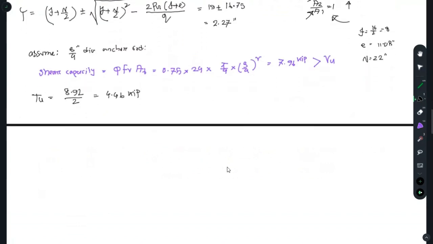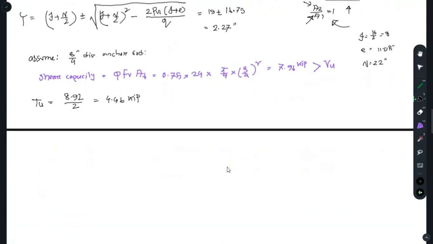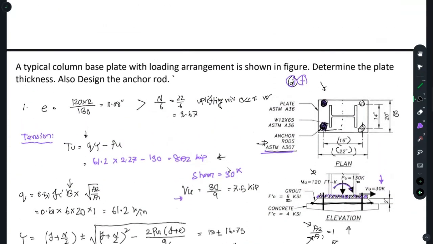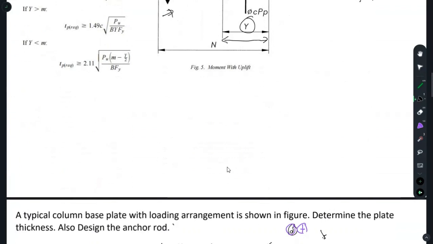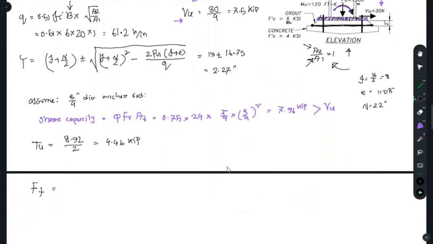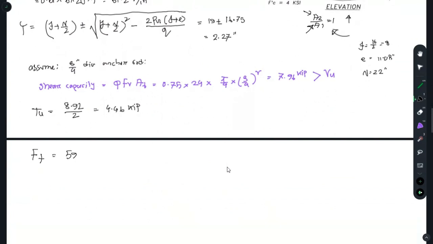Now we'll check tension capacity. For that, we'll have to find out the nominal tensile strength of A307 steel. We call that FT. And for A307 steel, we have an equation to find out the nominal tensile strength of your anchor rod. That is 59 minus 1.9 FB. FB is simply VU over AB. So the equation for the nominal tensile strength is 59 minus 1.9 VU over AB, and that should be less than or equal to 45.